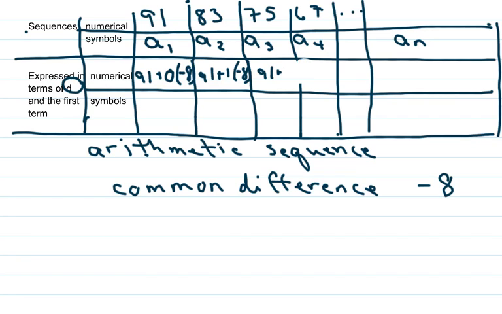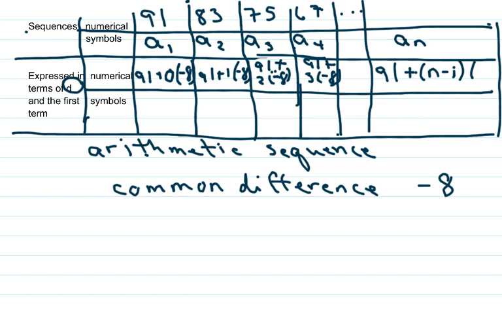Let me erase this. So we have 91 plus 2 times negative 8. And then this fourth term would be 91 plus 3 times negative 8. Okay, and that would give you 67. So basically what we're doing is we're taking 91 plus n minus 1 times negative 8.